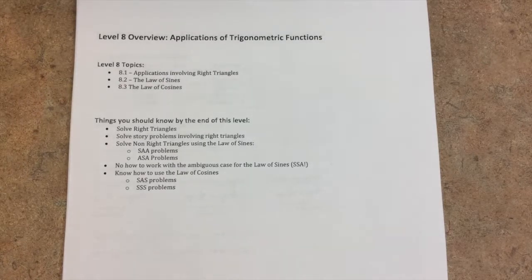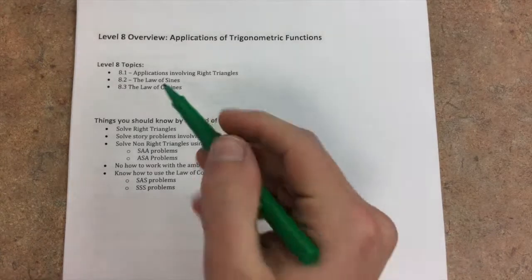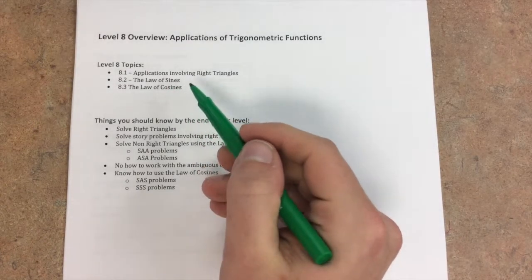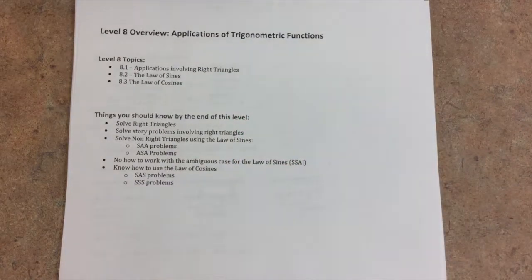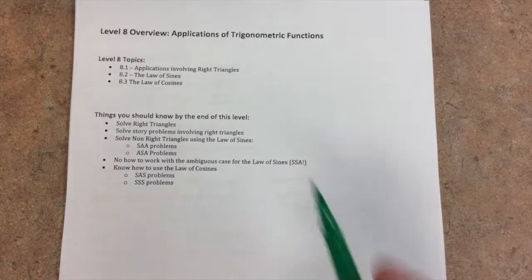So we're going to be doing applications involving right triangles, aka story problems. And then the two other sections that we're going to talk about involve trig with non-right triangles. So if we don't have a right angle, we can still find information about the sides, and that's where things called the law of sines and the law of cosines come into play. And we'll get more into those when we talk about that.